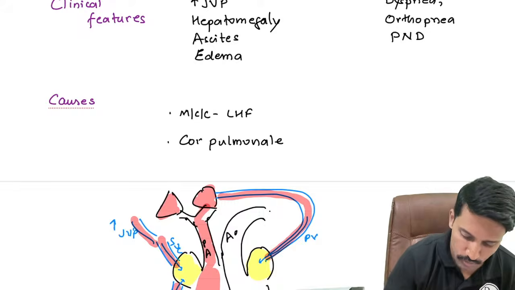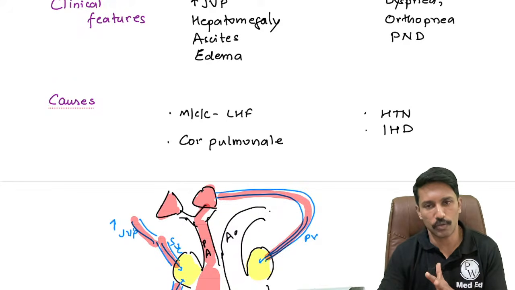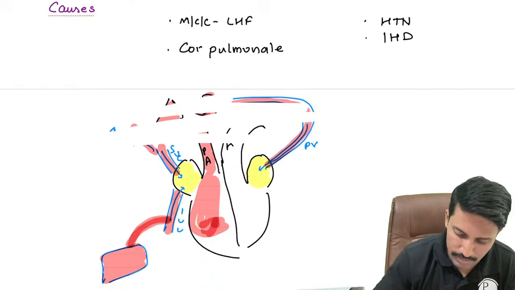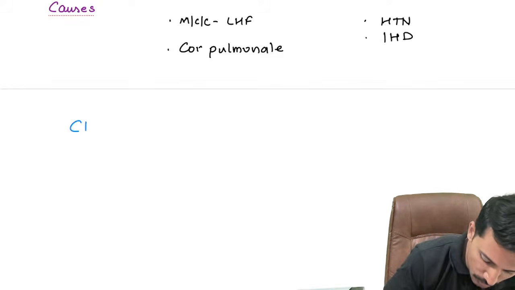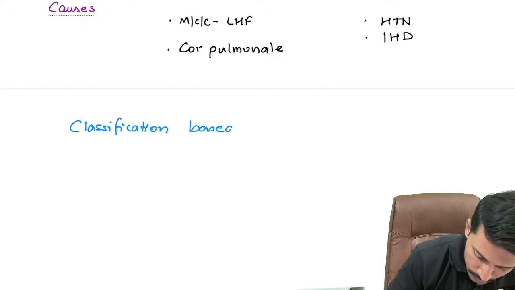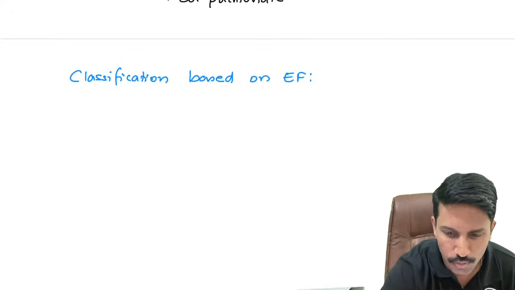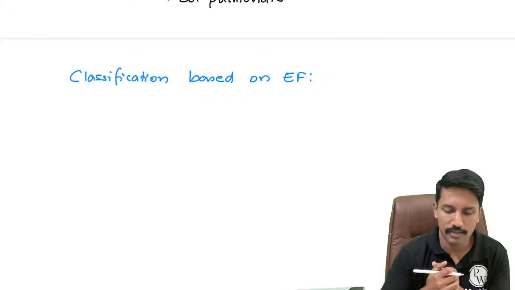Okay. What are the more common causes for the left heart failure? Hypertension and ischemic heart disease are more common causes for left heart failure. So this is one classification. Then we also have a second classification, that is classification based on ejection fraction, or EF. Now before you even write down the classification based on the ejection fraction, I want you to write down what is EF. We have to mention what is EF, then we can discuss more.